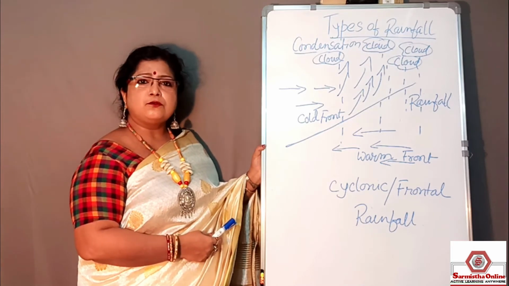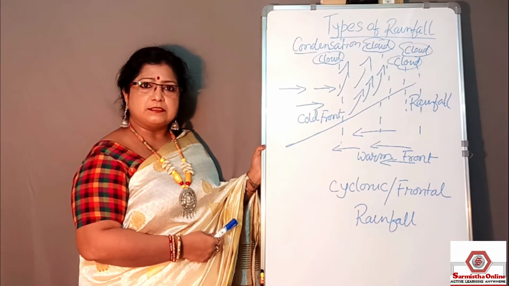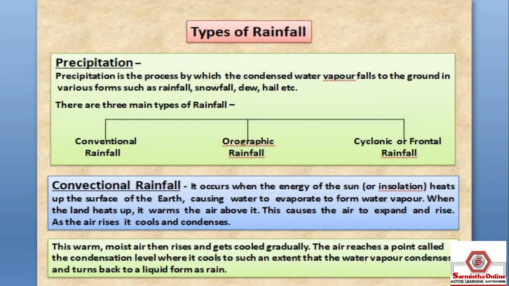So now we will go to the slide for more details. Now we will see the slide for the types of rainfall. What is precipitation? Precipitation is the process by which the condensed water vapor falls to the ground in various forms such as rainfall, snowfall, dew, hail, etc. There are three main types of rainfall: convectional rainfall, orographic rainfall, cyclonic or frontal rainfall.